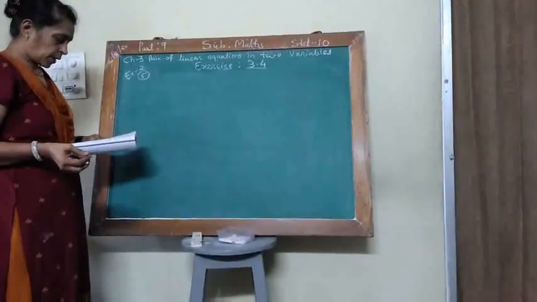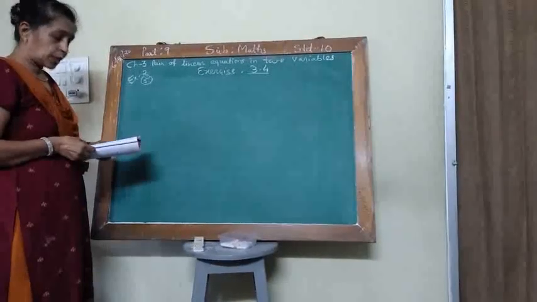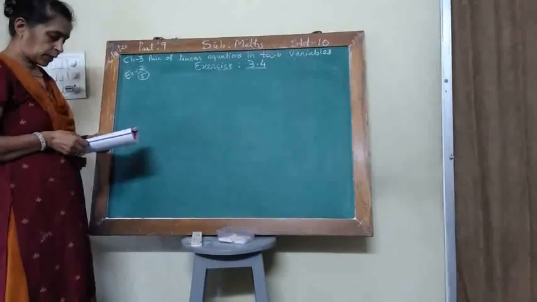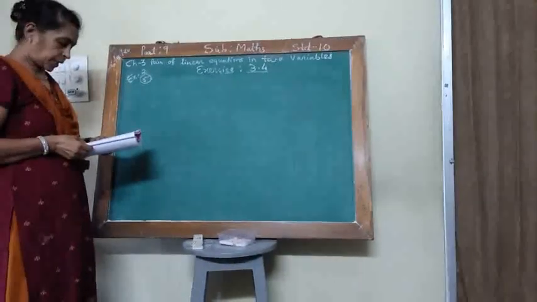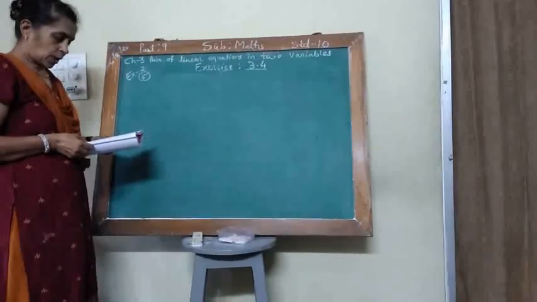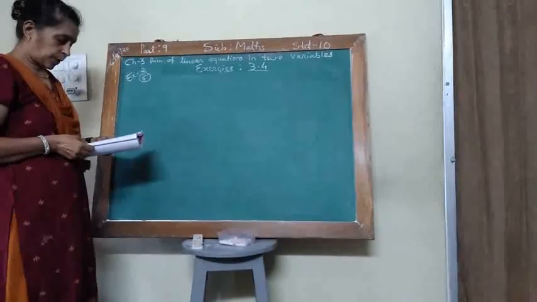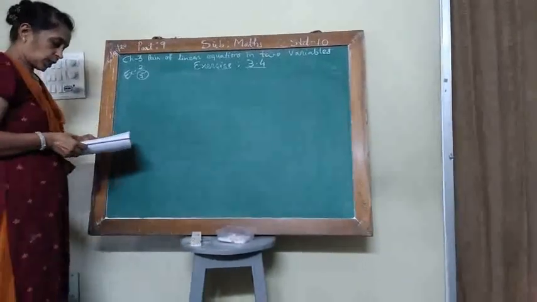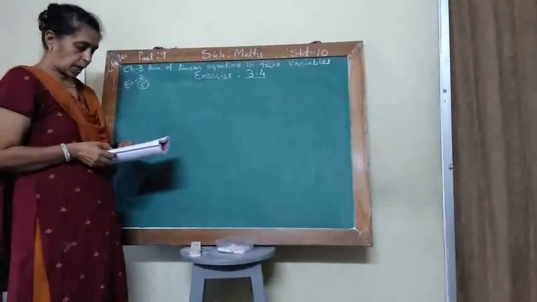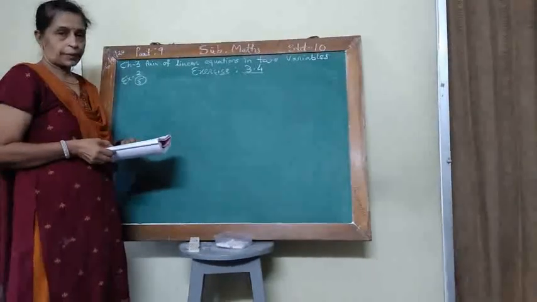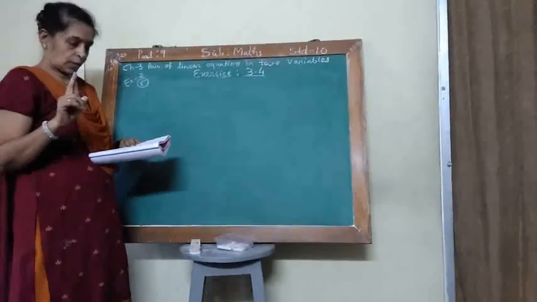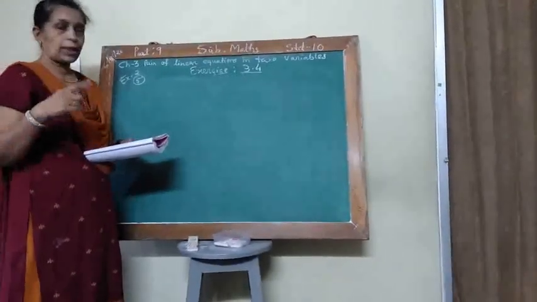I read the sum. A lending library has a fixed charge for the first 3 days and an additional charge for each day thereafter. Sarita paid ₹27 for a book kept for 7 days, while Susie paid ₹21 for the book she kept for 5 days. Find the fixed charge and the charge for each extra day. So see the last statement: find the fixed charge and the charge for each extra day.